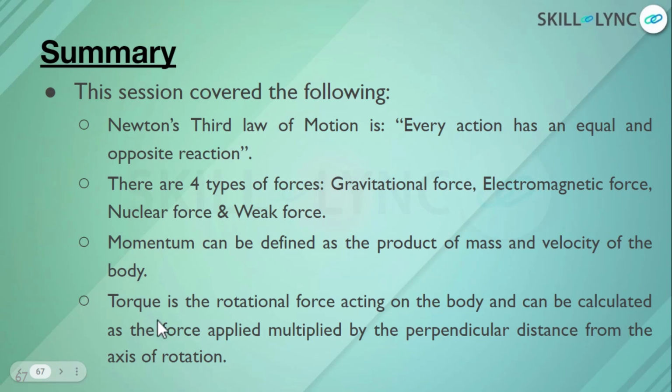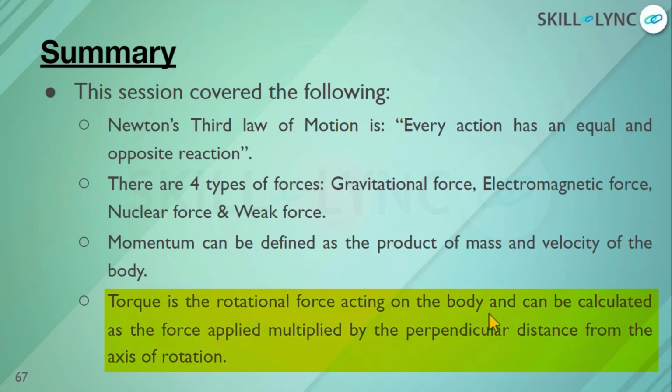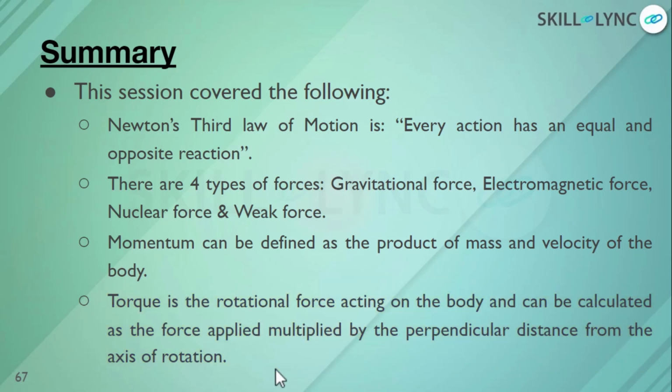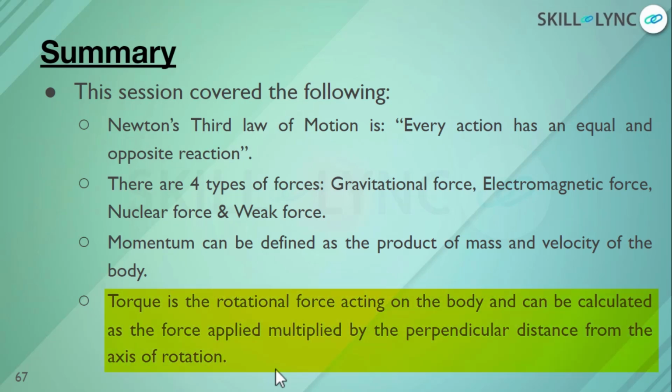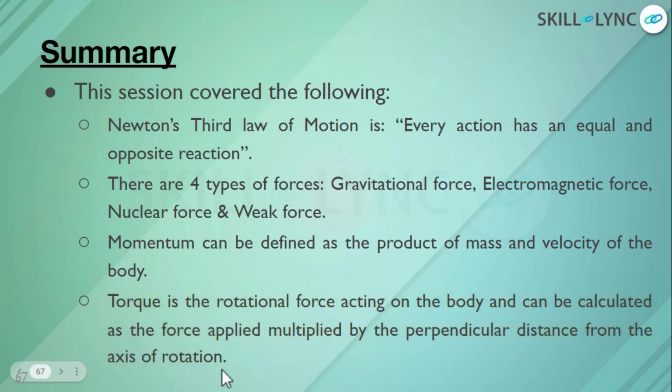Further, in the last, we have studied torque, which is not the least. Torque is the rotational force acting on the body and can be calculated as the force applied multiplied by the perpendicular distance from the axis of rotation. That is, torque, generally represented by tau, is equal to the force applied, that is F, into the perpendicular distance from the axis of rotation, that is R. So torque is equal to F into R.